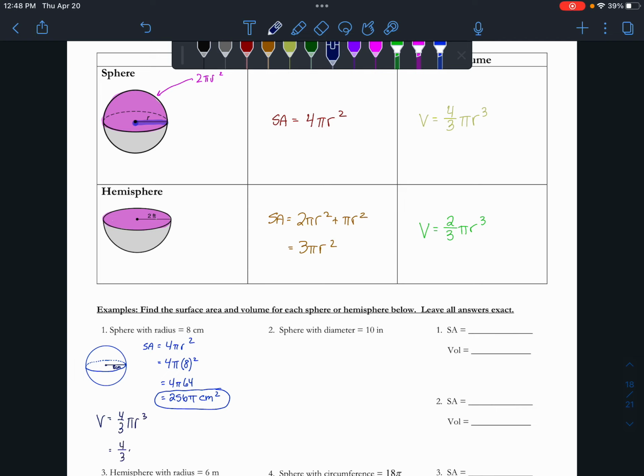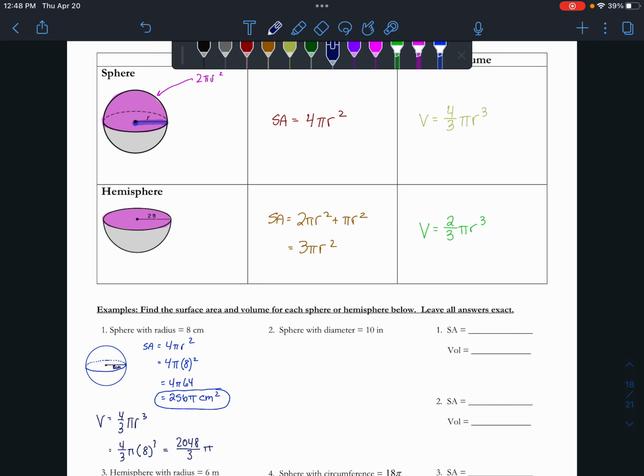Plugging and chugging that in here, that means that I've got 8 cubed, and these usually turn into some sort of calculator problems at the end of the day. So if you do 8 cubed and you multiply it by 4, you do get 2,048. I still haven't done the divided by 3, but the pi symbol is on the outside there. And honestly, that 2,048 is not perfectly divisible by 3.